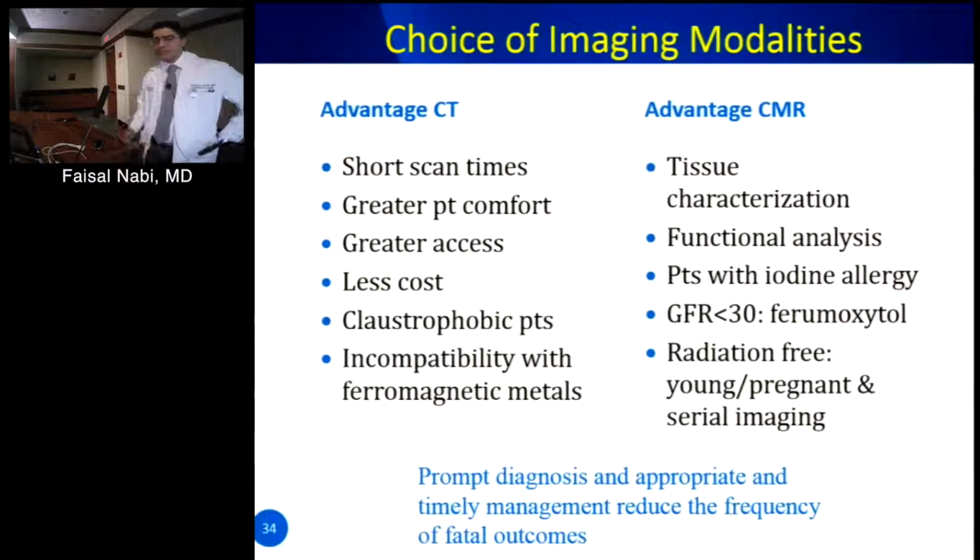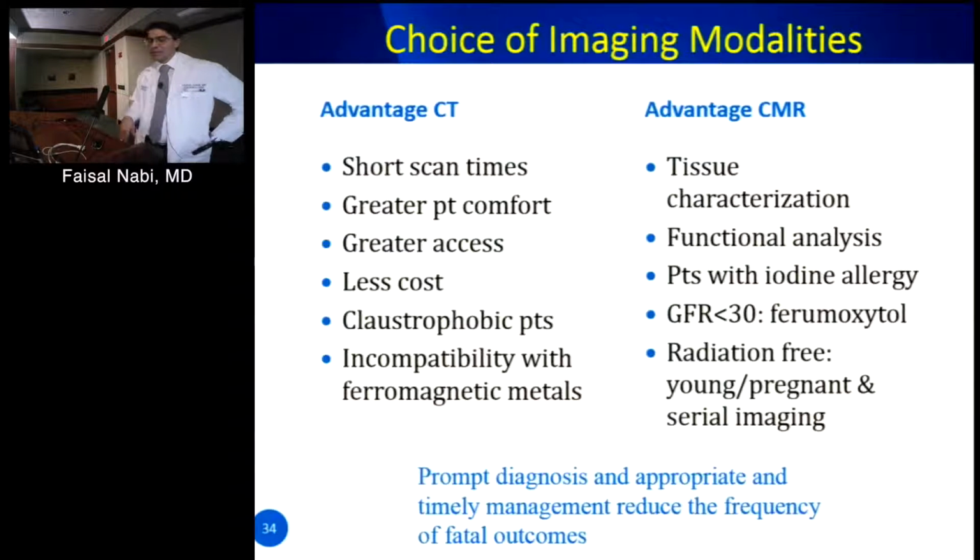We all know the strengths of each modality. CT is faster, so patients may prefer it. It's available in every emergency room, and it really doesn't have any problems with metal. Cardiac MRI has the advantages of tissue characterization. It also provides functional hemodynamic information similar to echo. You can use it in patients who have iodine allergies. We can use ferumoxytol in those who have a GFR less than 30.